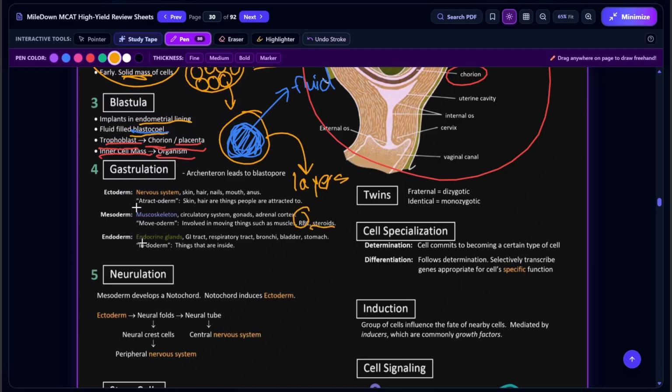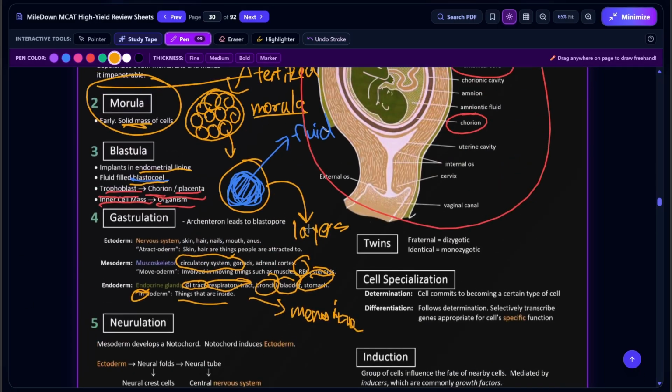And then endoderm, you can remember for endocrine glands, but it also involves things that are within. Endo means within is how people sometimes memorize it. So things that are inside, so your GI tract, your respiratory tract, bronchi, bladder, and stomach. So you can think of GI tract like digestive system, like respiratory tract, but not circulatory. Remember, don't get circulatory and respiratory confused there. But most of this is memory. You're gonna memorize that. Memorize this, right?